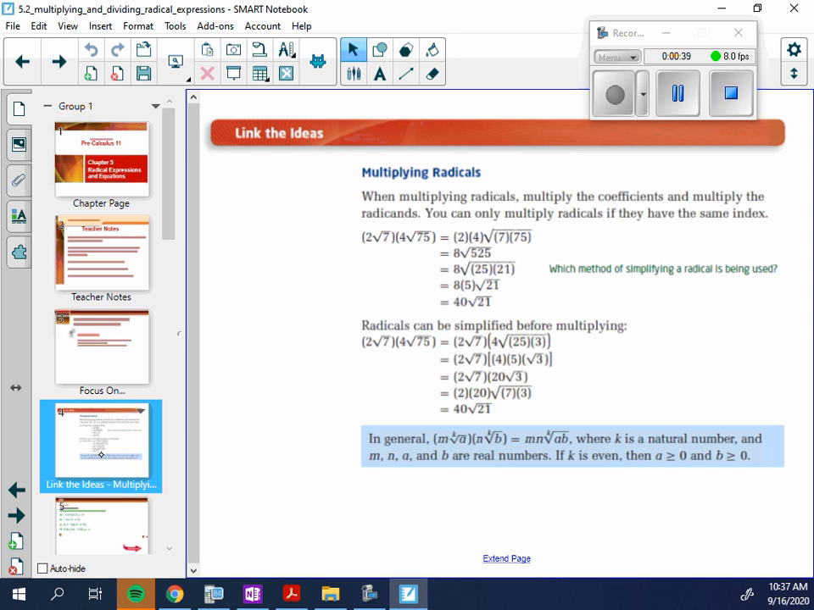It is very similar to how you would multiply variables. If you had to multiply 8x by 6x, what would this be? 48. You multiply the numerical pieces together, and you get 48. And then you multiply the variables together, and you get x squared.